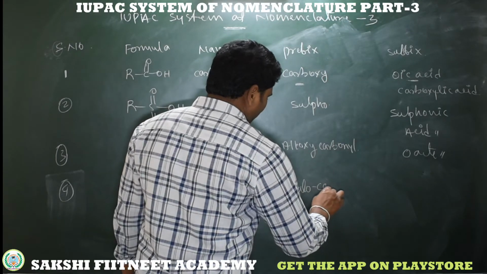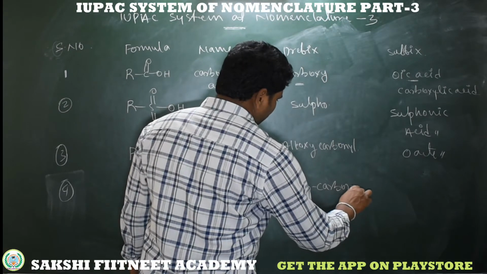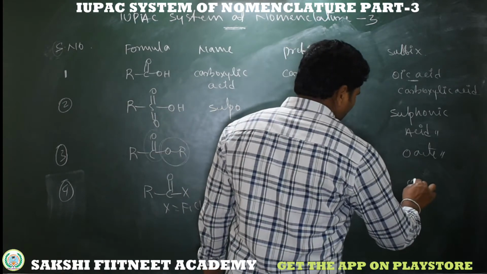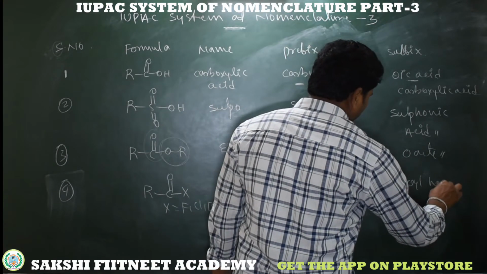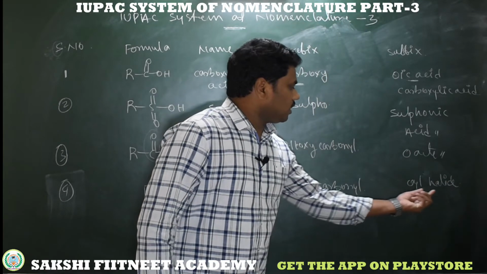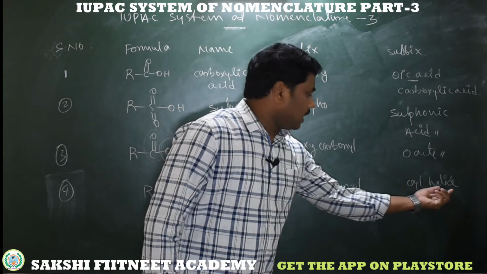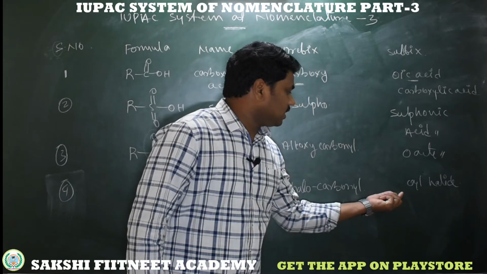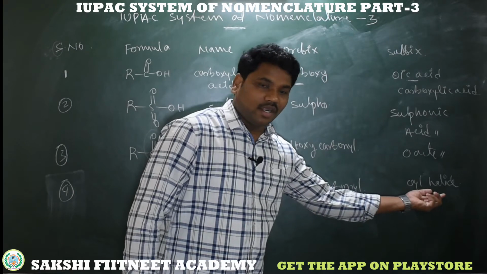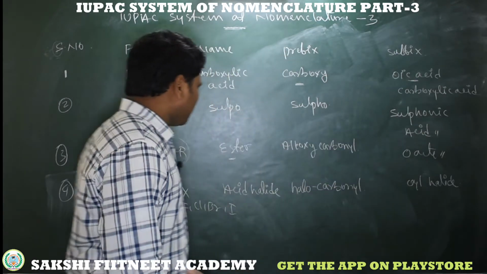So halocarbonyl. If you are taking it as a suffix, simply oyl halide. So here, carbonyl halide. For example, ethane is there: ethanoyl chloride, propanoyl bromide, like that. This is the suffix name.